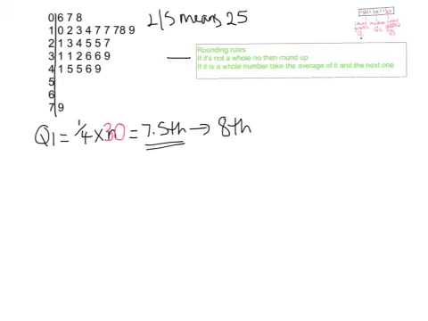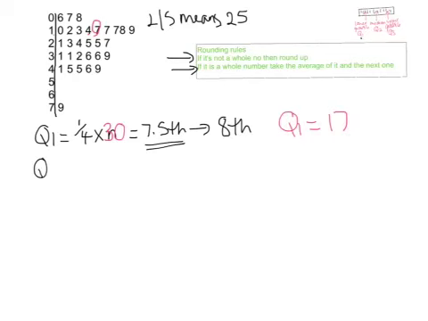If it is a whole number, we'll do one of these in a minute, then what you do is you take the average of it and the next one. The median will come out like that, so I'll show you what that means. But it's really important that you're happy with those two rounding rules. So not a whole number, round up; a whole number, average out that and the next one. So I've got the 8th now. 8th number, let's count it up: 1, 2, 3, 4, 5, 6, 7, 8. It's there. So I reckon that Q1 is 17.